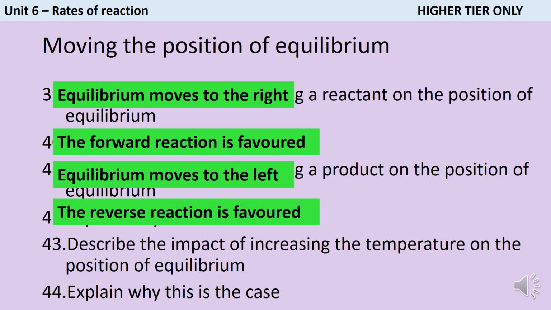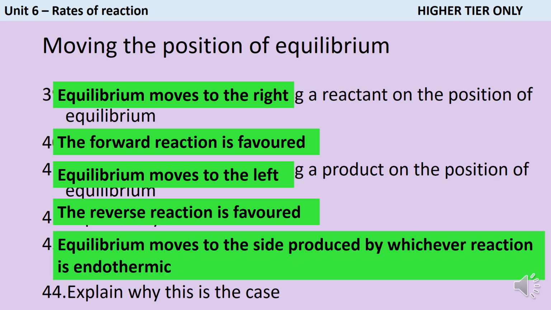or the reverse reaction. If we increase the temperature, then we need to know which reaction is exothermic and which reaction is endothermic. Le Chatelier's principle tells us that whatever we try to do to a system that's at equilibrium, the system will try to resist it. It will try to counteract that change. So if we heat a reaction up, it will try to cool itself down. And the way that that happens is that the endothermic reaction will be favoured. So the equilibrium will move to the side that is produced by whichever reaction is endothermic.